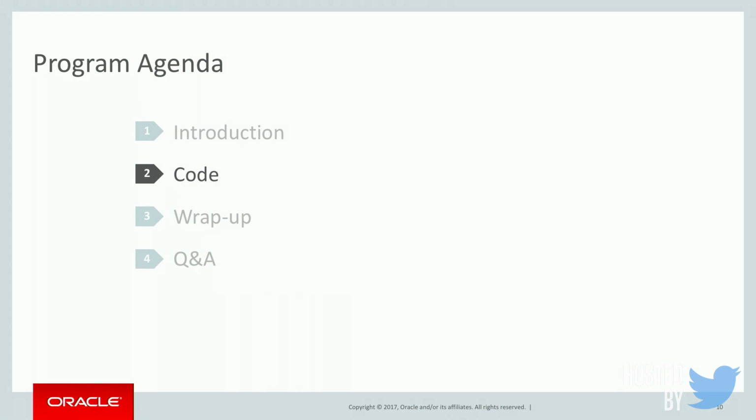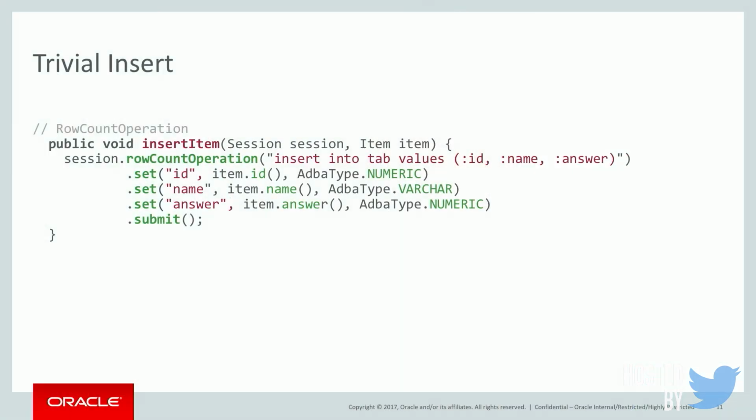Now I'm going to go through code to explain the API, and this is the most interesting part of the presentation. This is a very trivial insert. We have an insert method. It has two arguments, a session and an item. An item is sort of a POJO. Session is sort of a connection, but it's not a real database connection. It's just a session. There is no socket establishment to the database. So we have a session. Then we have a row count operation.